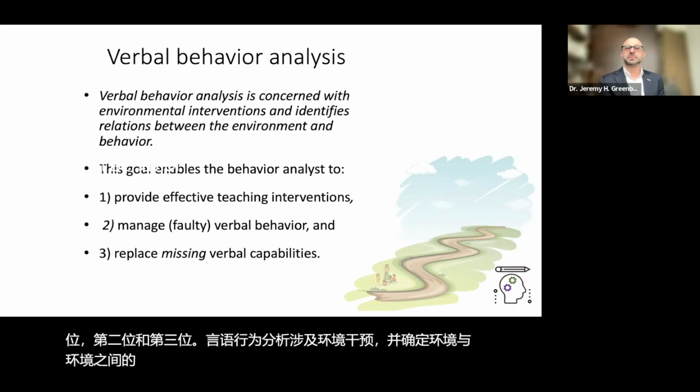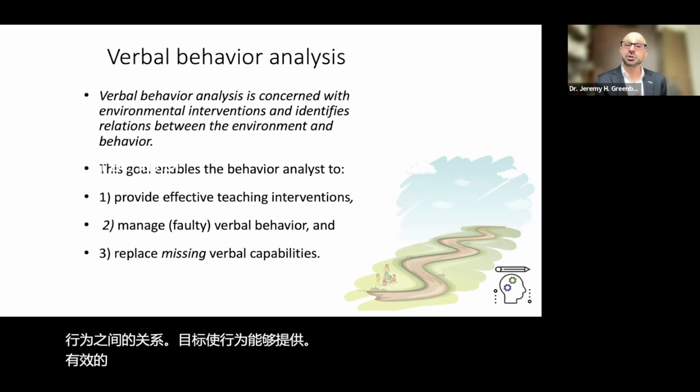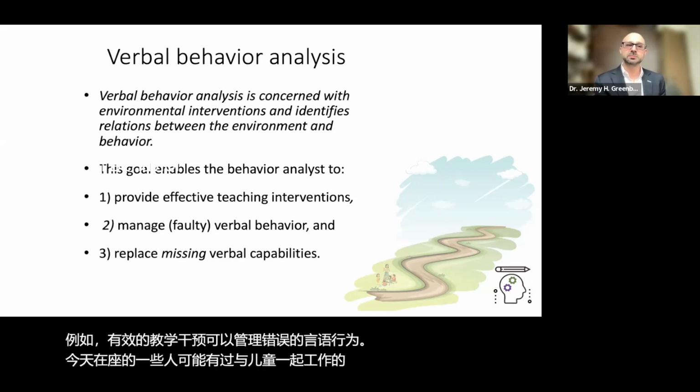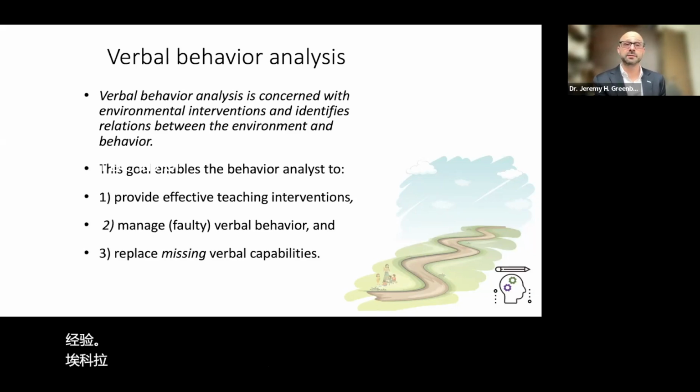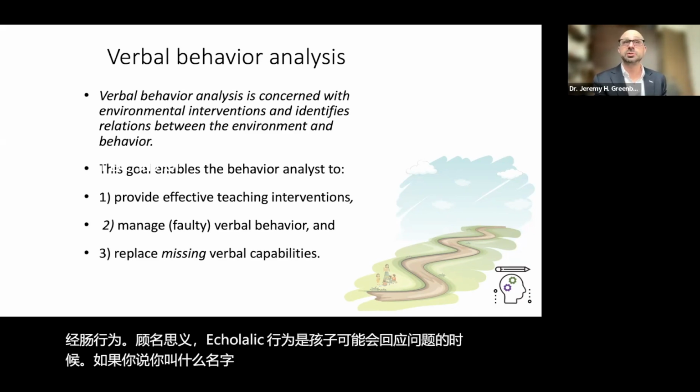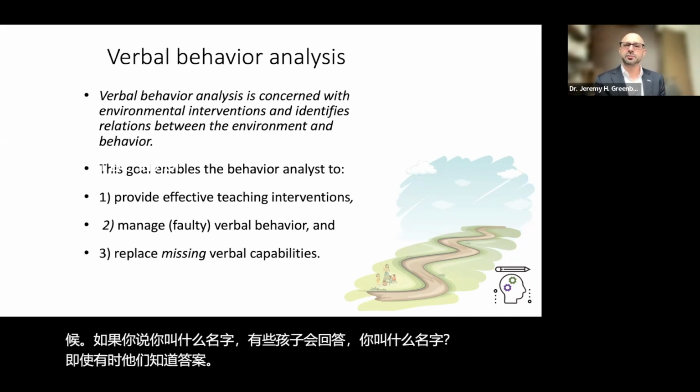Verbal behavior analysis is concerned with environmental interventions and identifies relations between the environment and behavior. The goal enables the behavior analyst to provide effective teaching interventions, manage faulty verbal behavior. For example, some of the people here in the audience today may have had experience working with children with autism. And children with autism frequently have echolalic behavior. Echolalic behavior, just like the name implies, is when the child may echo the question. If you say, what's your name? And some children will respond, what's your name? Even sometimes when they know the answer. And so that's faulty verbal behavior.